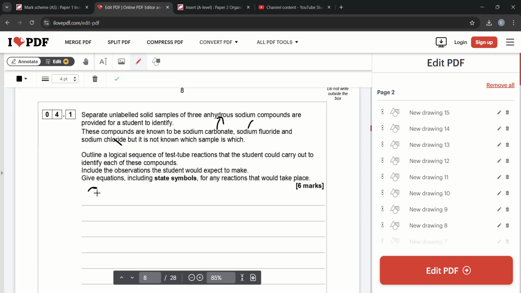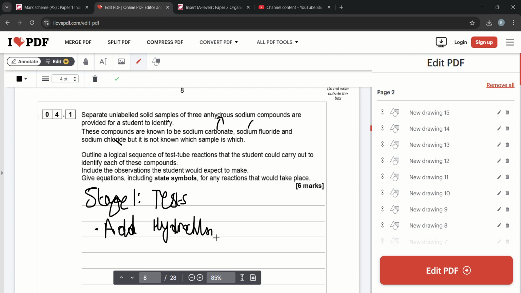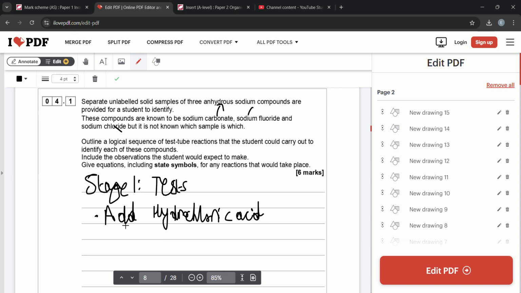So we're going to have 3 stages, 6 marks. Stage 1 is going to be the tests. What we're going to add to it, right? First things first, we're going to add any acid we really want. Hydrochloric acid, dilute acid, add hydrochloric acid.